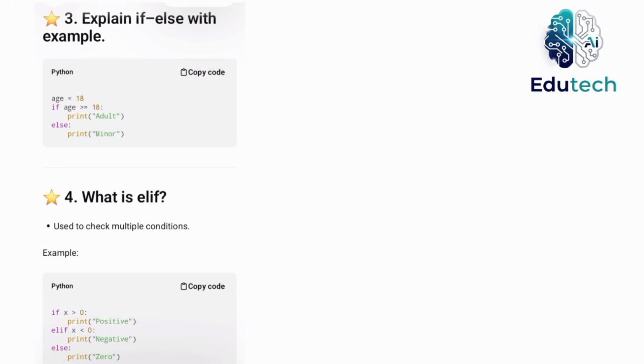Explain if else with example. Age equals 80. If age greater than or equal to 18, print adult. Else print minor.